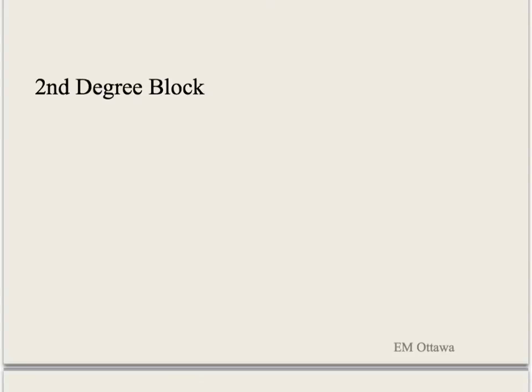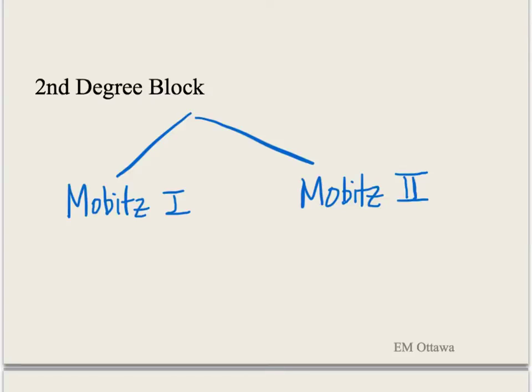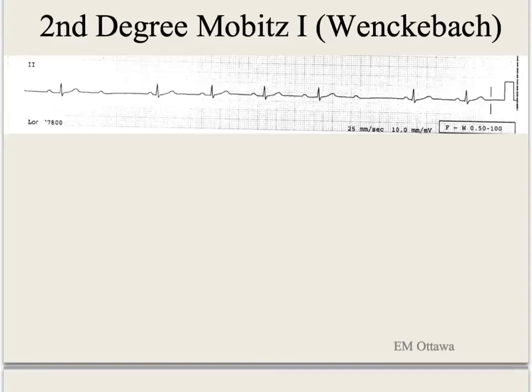We now move on to second-degree AV block. It is divided into Mobitz type 1 and 2. Mobitz type 1 is also known as Wenckebach. In Mobitz type 1 or Wenckebach, the block is in or above the AV node. Let's look at our criteria. Are there P waves? Yes, there are. What about the PR interval?